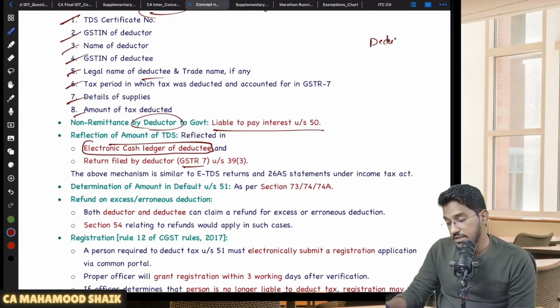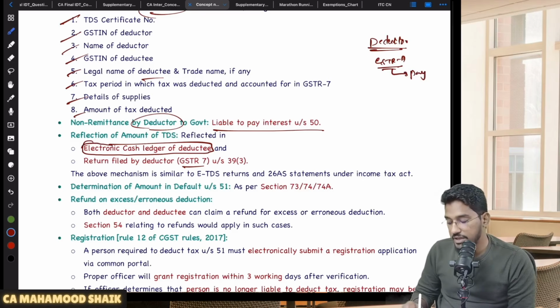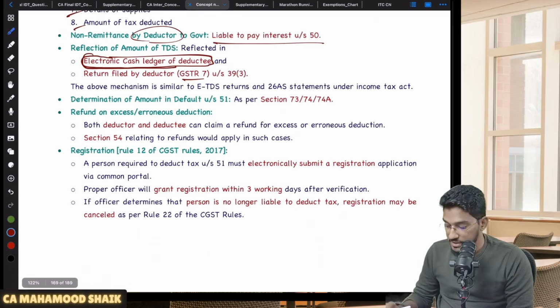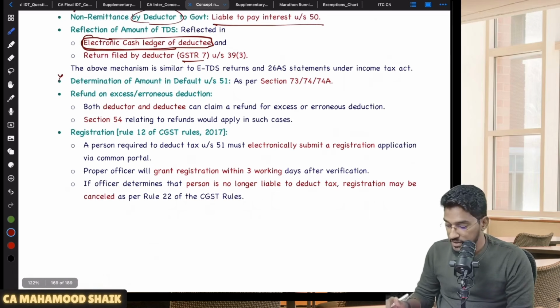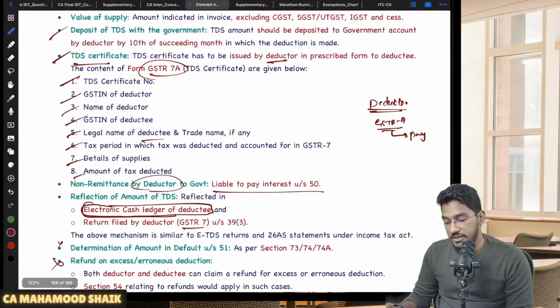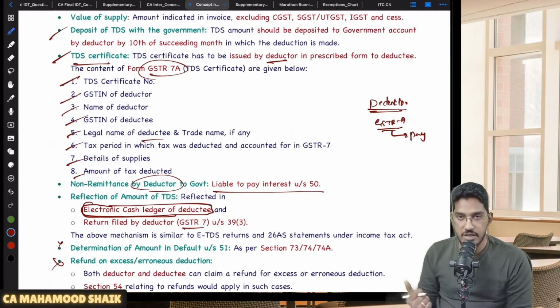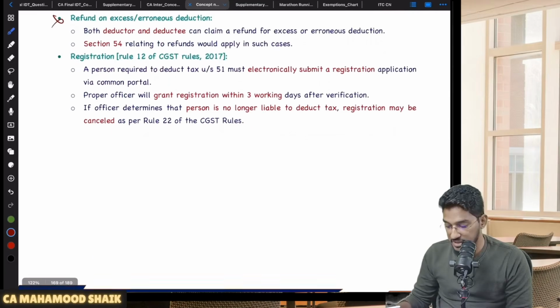These deductors who deduct TDS will be required to file one return, GSTR 7. They have to file it by the 10th of the succeeding month. Along with filing GSTR 7, they will also pay the TDS amount to the government, and that amount will get reflected in the electronic cash ledger of the deductee. Deductee means supplier. Next. If any excess amount has been deducted and deposited, that amount can be claimed as refund. Either the deductor or the deductee can claim it as refund.